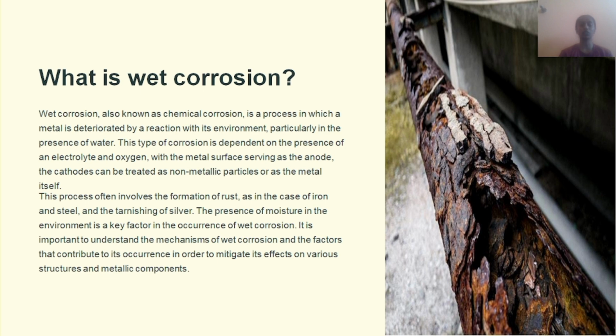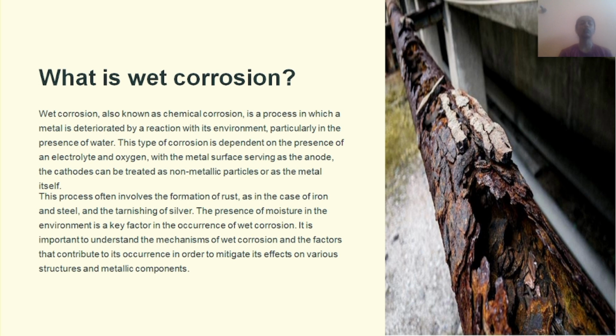What is wet corrosion? Wet corrosion, also known as chemical corrosion, is a process in which a metal is deteriorated by a reaction with its environment, particularly in the presence of water. This type of corrosion is dependent on the presence of electrolyte and oxygen, with the metal surface serving as the anode, and the cathodes can be treated as non-metallic particles or as the metal itself.